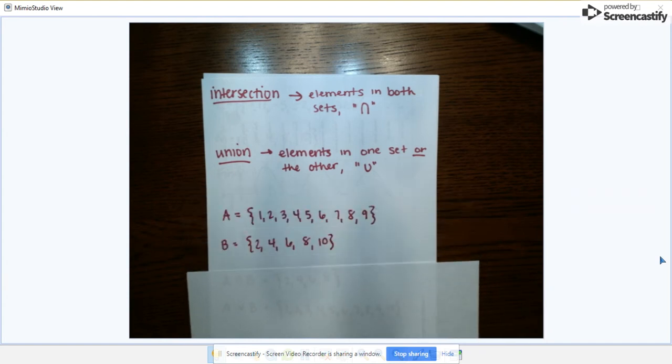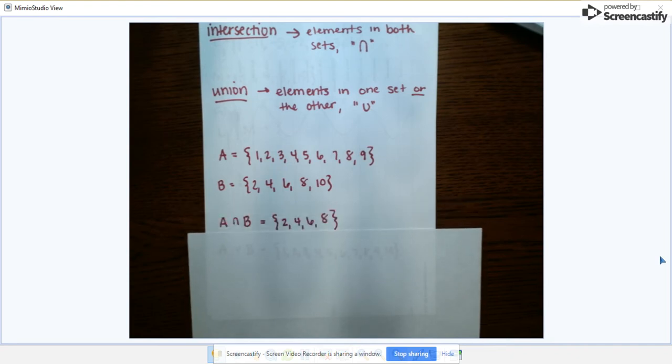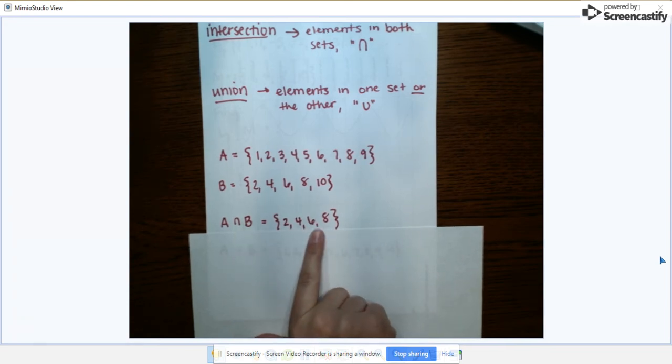So we'll look at an example. Here's 2 sets, A and B. They have multiple different elements in them. If we look at A intersect B, we're looking at all the elements that are in both A and B. So they share 2, 4, 6, and 8.